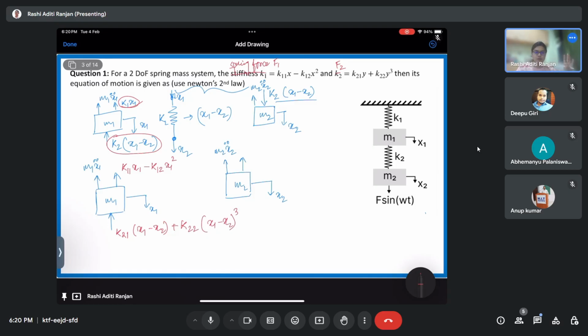Simple. I hope there is no doubt. We have simply replaced the linear force with the nonlinear force. Okay. So here also I'll replace this with k21 x2 minus x1, because that x1 minus x2 was in the downward direction. Now I'm considering it in the upward direction. Okay. Plus k22 x2 minus x1 whole cube. I hope it is clear. There is no doubt in this.